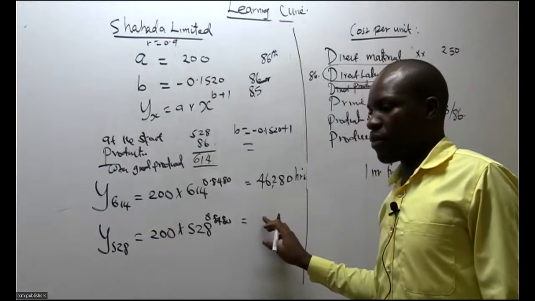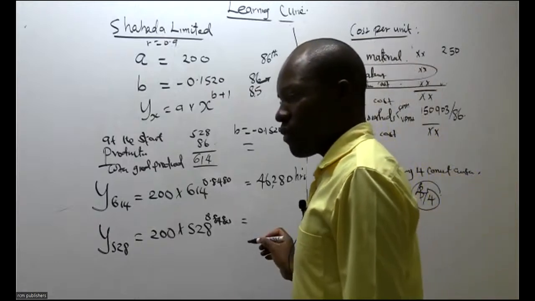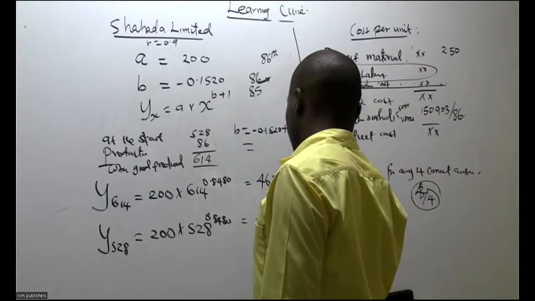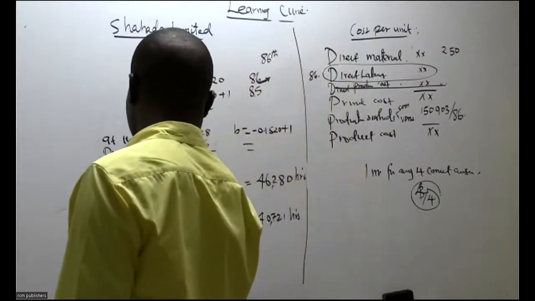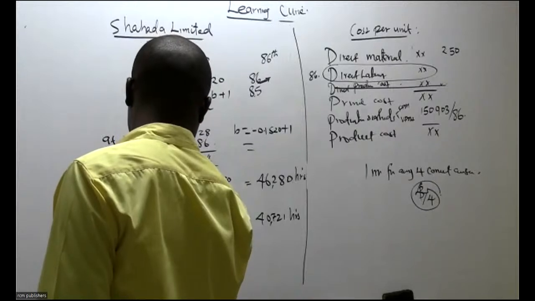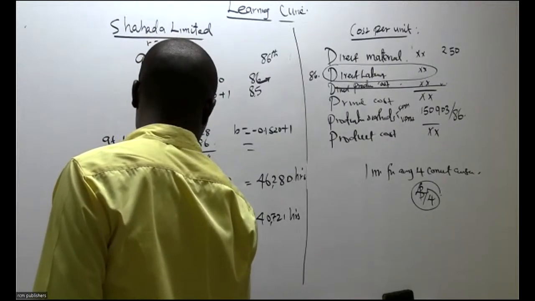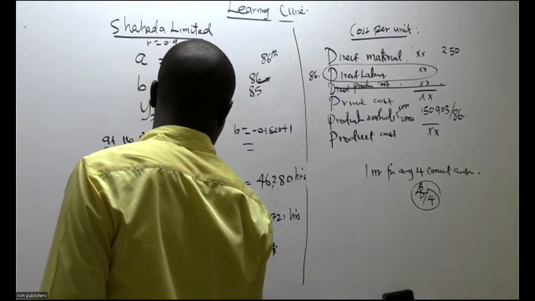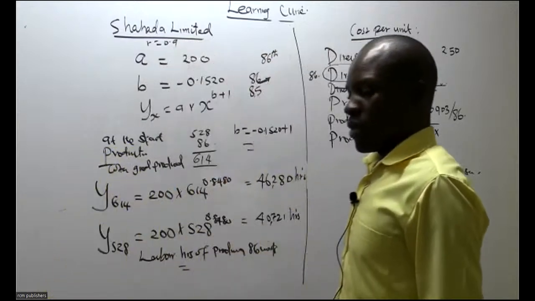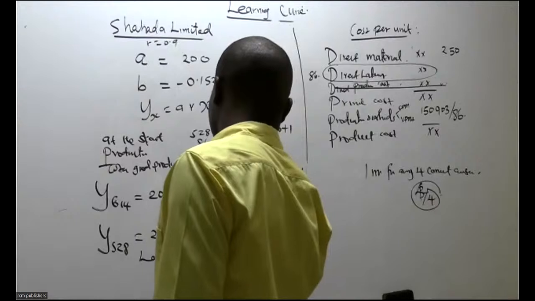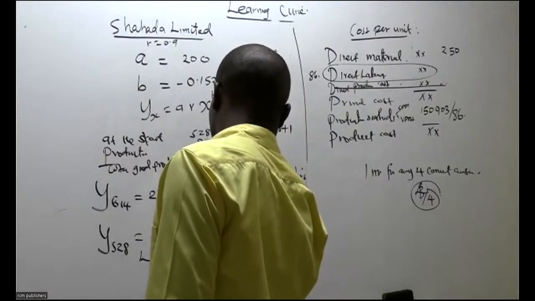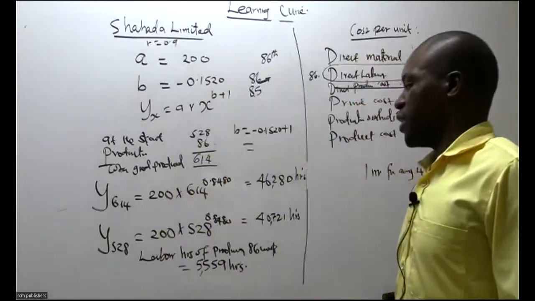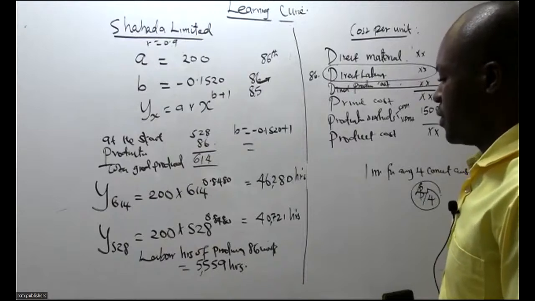What do you get? We have 721 hours. Then the hours taken to produce 86 units, the labor hours of producing 86 units during the period. How many? 559 hours. Good.